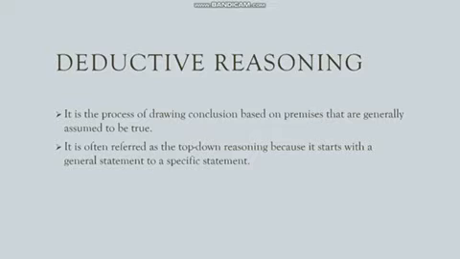Deductive reasoning is the process of drawing conclusions based on premises that are generally assumed to be true. It is often referred to as top-down reasoning because it starts with a general statement and goes to a specific statement. Usually, deductive reasoning is used for hypotheses because of its accuracy to form a logical conclusion. Deductive comes from the root word deduce, meaning to arrive at a fact or conclusion by reasoning. So that means it narrows down the information or data.